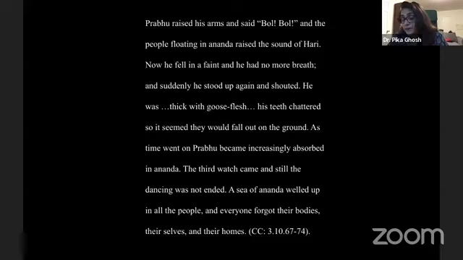Now he fell in a faint and he had no more breath. And suddenly he stood up again and shouted. He was thick with goose flesh. His teeth chattered so that it seemed they would fall out on the ground. As time went on, Prabhu became increasingly absorbed in Ananda. The third watch, Prahar, of the night came, and still the dancing did not end. A sea of Ananda welled up in all the people, and everyone forgot their bodies, their selves, and their homes.